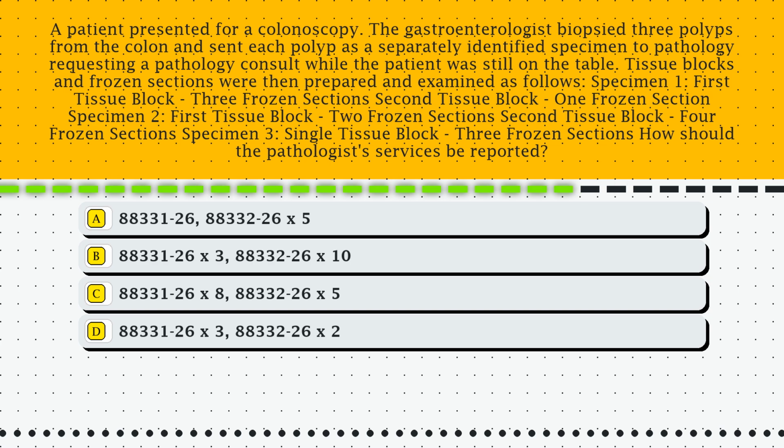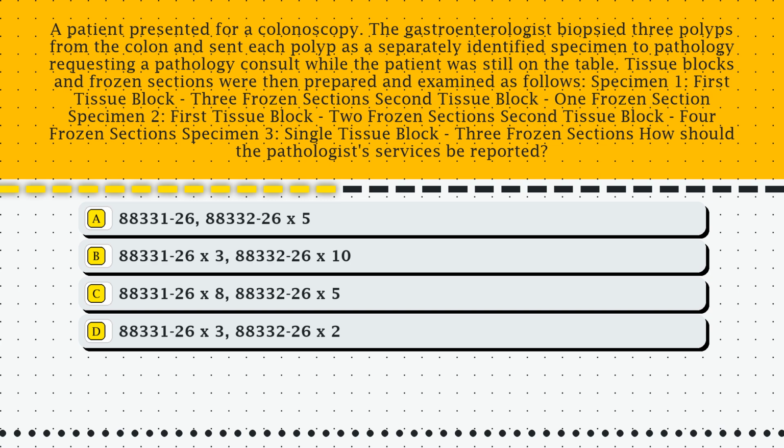Tissue blocks and frozen sections were then prepared and examined as follows: Specimen 1, first tissue block, 3 frozen sections, second tissue block, 1 frozen section. Specimen 2, first tissue block, 2 frozen sections, second tissue block, 4 frozen sections. Specimen 3, single tissue block, 3 frozen sections. How should the pathologist's services be reported?